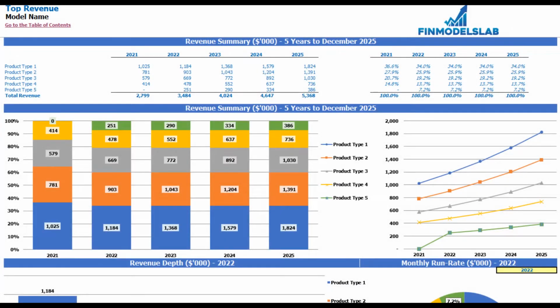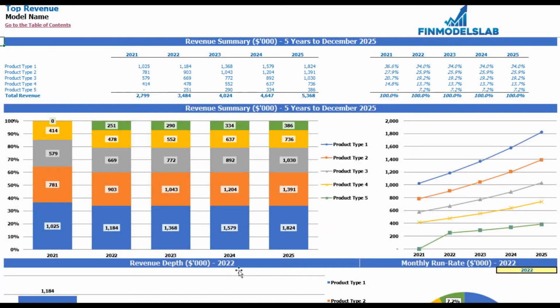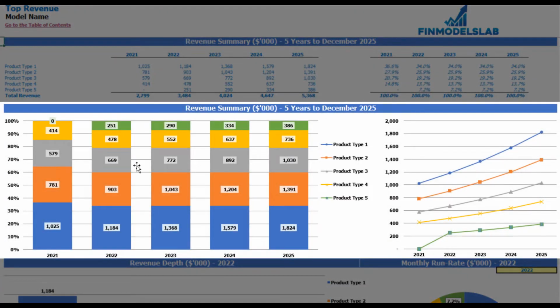On the Revenue tab you may see the absolute values of your revenue breakdown by product types and the percentage breakdown. On the top you can see this in tabular form. You have 5 product types and 5 years, and you can see the absolute values of your revenue. And on the right side you can see the percentage breakdown. Below you can see the same information in graphical form.